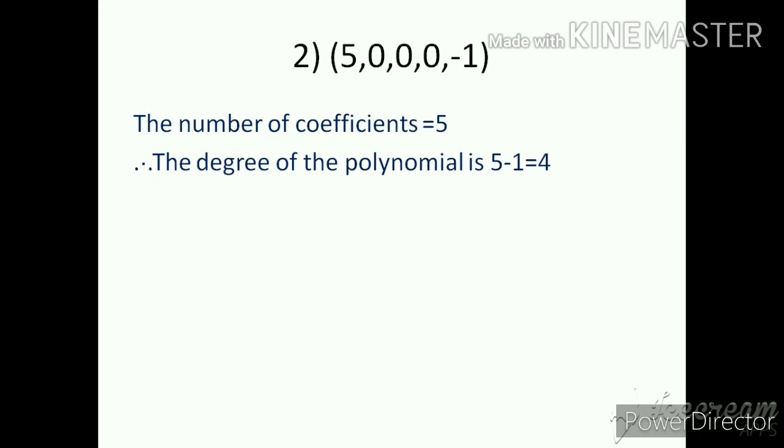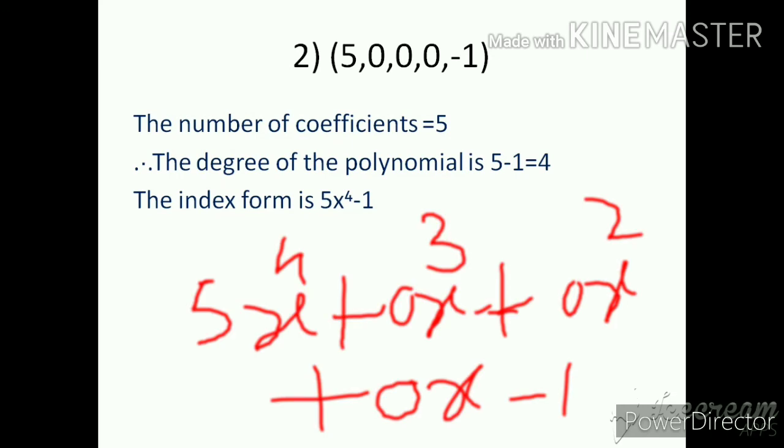Now, children, degree is 4. With the 5, what will we take? 5x raised to 4, because degree is 4. After that, what will we write? Directly minus 1. The index form is 5x raised to 4 minus 1. Zeros we will not write. If you want, you can write, children, 5x raised to 4 plus 0x raised to 3 plus 0x square plus 0x minus 1 also.